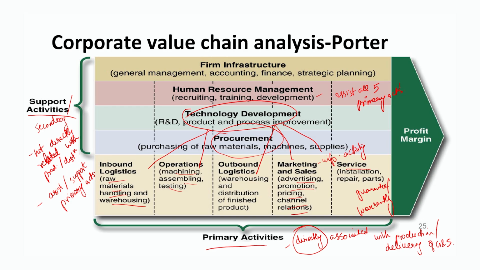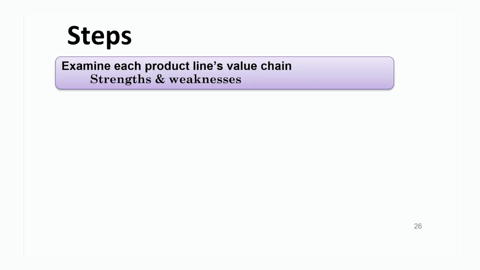So, what are the steps we are required to follow when we are doing corporate value chain analysis? You are required to examine each product line value chain in order to identify what are our strengths and what are our weaknesses. Those activities where you provide more value at less cost are your strengths, and those activities where you provide less value at more cost are your weaknesses. You need to identify all the activities, you need to bifurcate into your strengths or weakness.